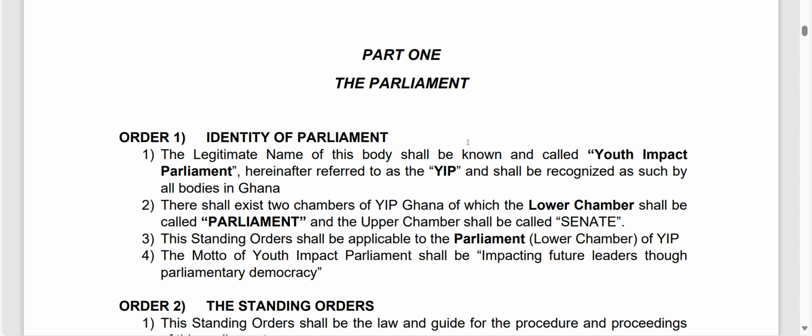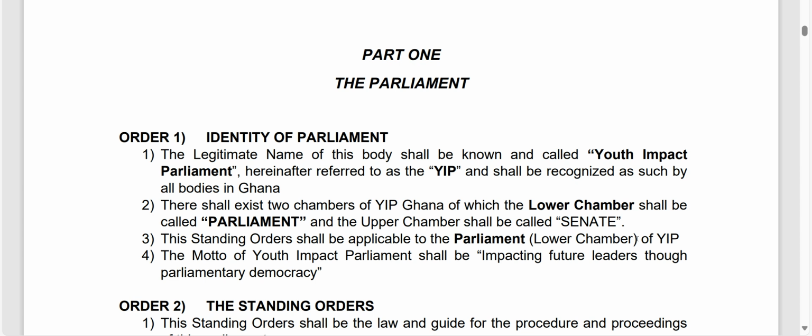Now, I realize that the then minority leader, who is now majority leader of the parliament, was asking me, why are we going to print new standing orders? And I was telling him that with the emergence of the Senate, there are some changes that have been made. And I'll highlight those changes for him, giving a reason why we needed to print new standing orders. So if he has his old copy, you realize that even in identity, there are some changes over here, because in paragraph 2, there shall exist 2 chambers of YIP Ghana, of which the lower chamber shall be called the Parliament, and the upper chamber shall be called the Senate.